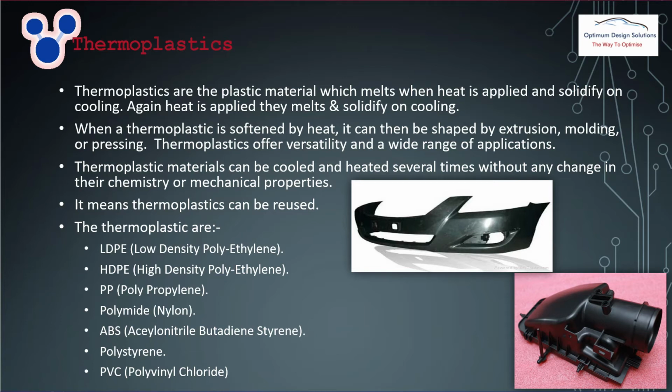Thermoplastic examples are LDPE, that is low density polyethylene, HDPE, that is high density polyethylene, PP, that is polypropylene, polyamide, ABS, that is acrylonitrile butadiene styrene, then polystyrene, PVC, polyvinyl chloride. So those are a few examples. In the next video we will see the different materials which are applicable in the automobile industry with their mechanical and chemical properties.